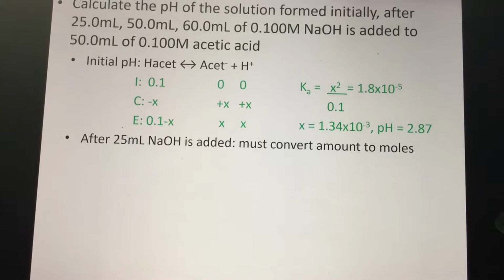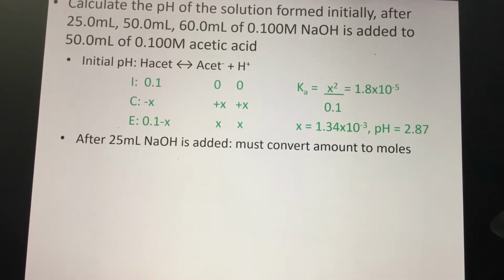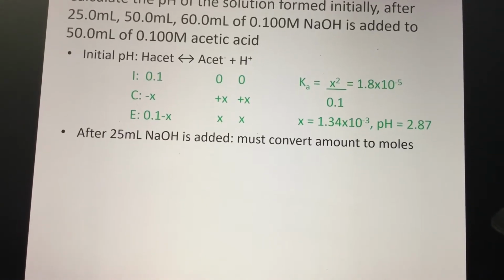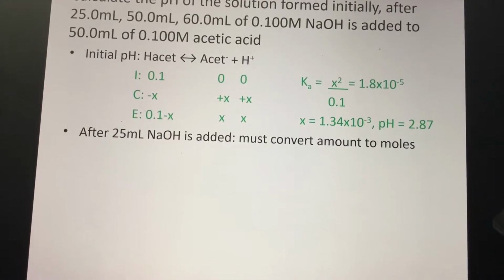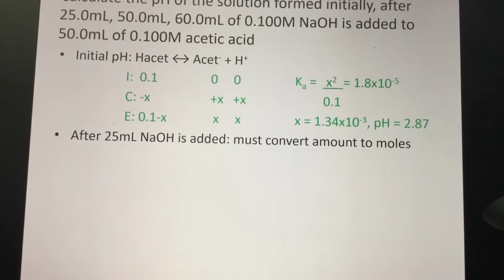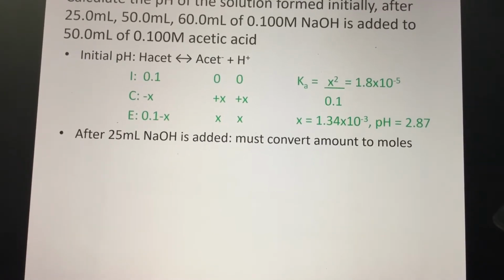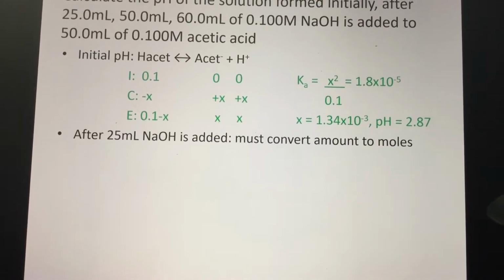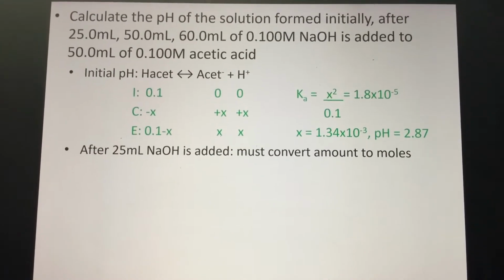You can look that up in the appendix for Kas, and that's the Ka for acetic acid. When we solve for X, which is both the hydrogen ion concentration and the conjugate base acetate ion concentration, we get 1.34 times 10 to the negative third. Taking the negative log of that gives us a pH of 2.87. So that represents our initial pH of just the acid in the flask.